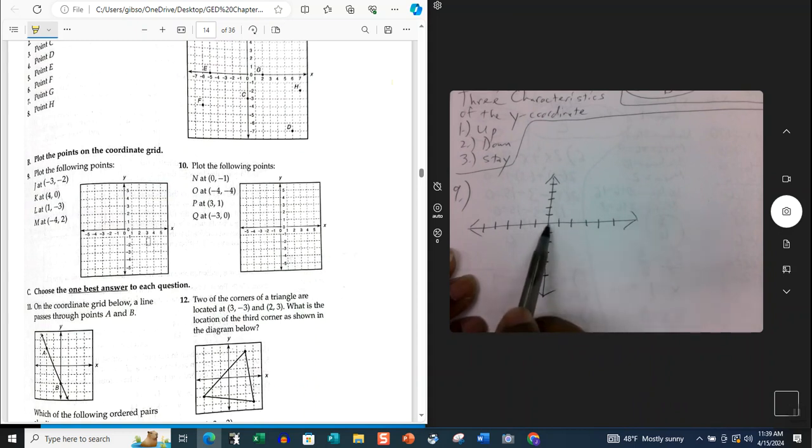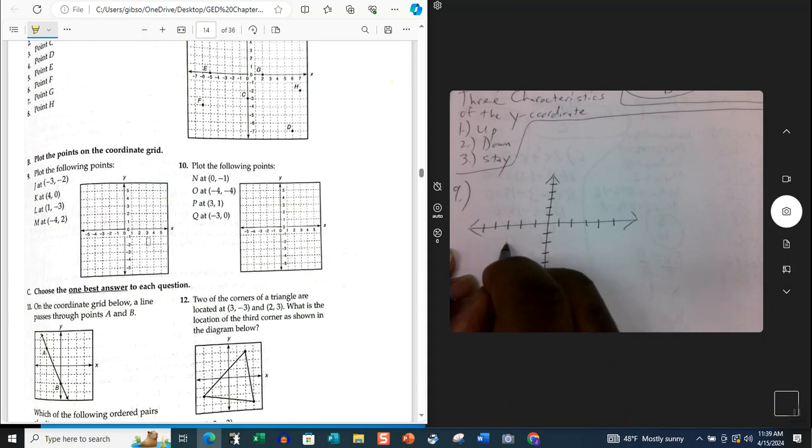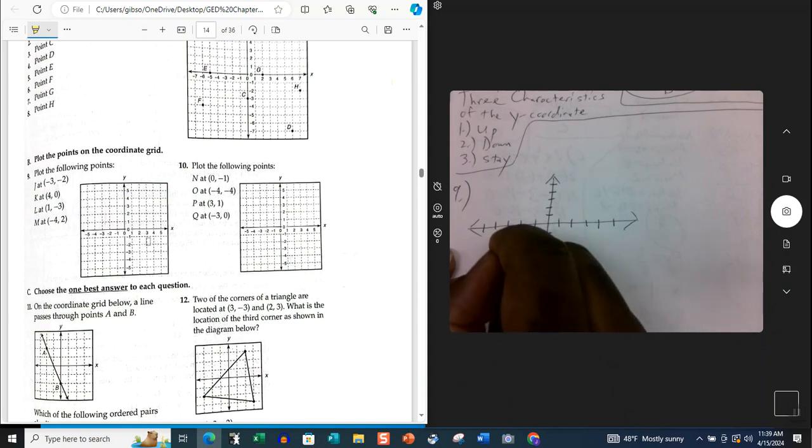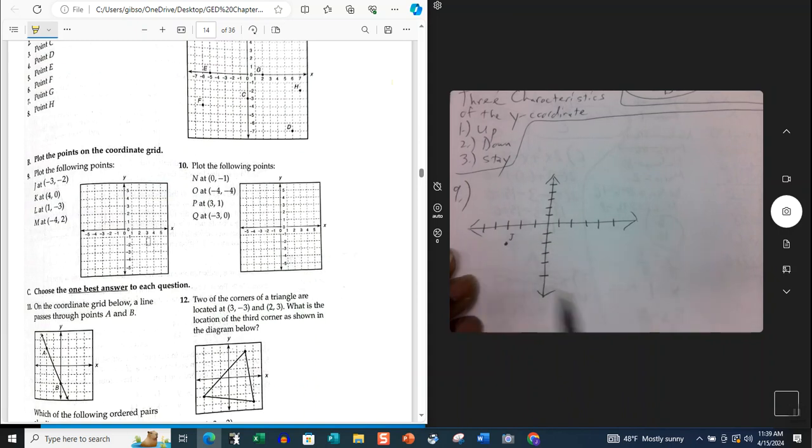Now we're looking for J. Now we go -3. So we'll go 1, 2, 3 to the left. That's -3 for X. Now Y is -2. That means we go down 2. And we'll plot our point here. So this would be your J.